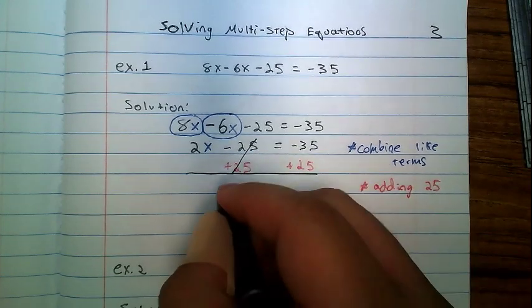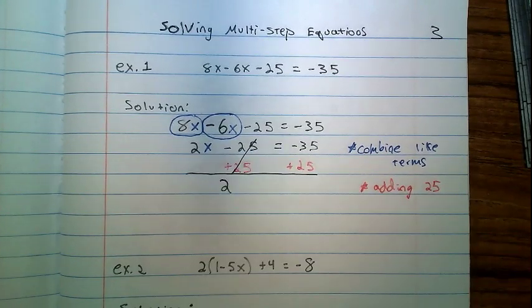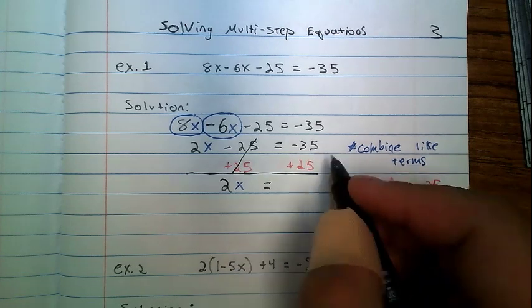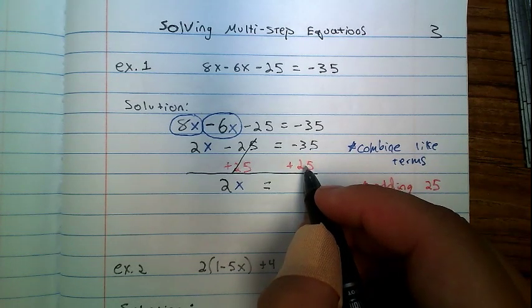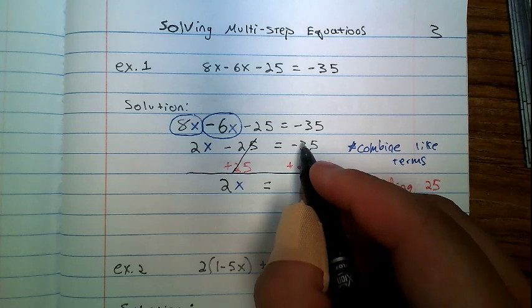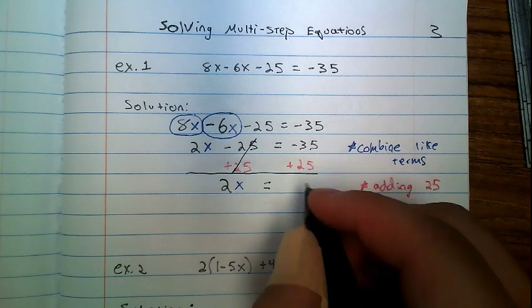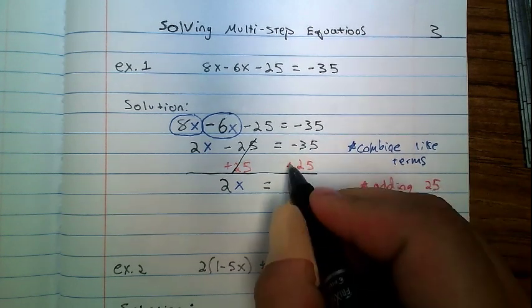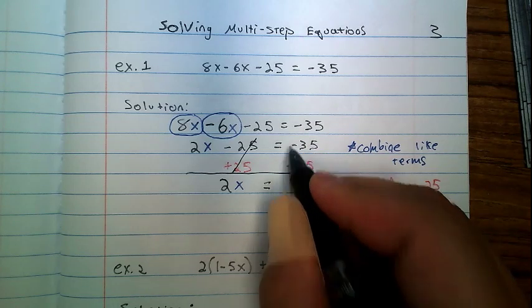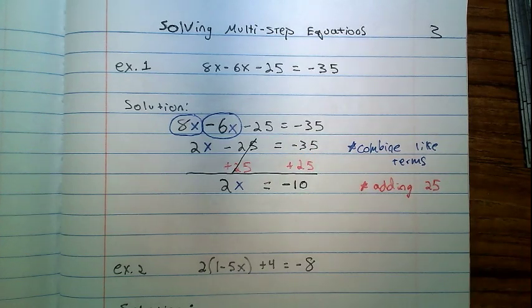those cancel, and I'm left with 2x equal to negative 35 plus 25. And remember your integer rule, so you have different signs here. Different signs mean we take the difference, which is 10, and whatever number is larger, we use that sign. It's negative 10. So that would be two steps if we had a two-step equation, but we don't. This one's multiple steps because we don't have x by itself yet. So we still want to get x by itself.